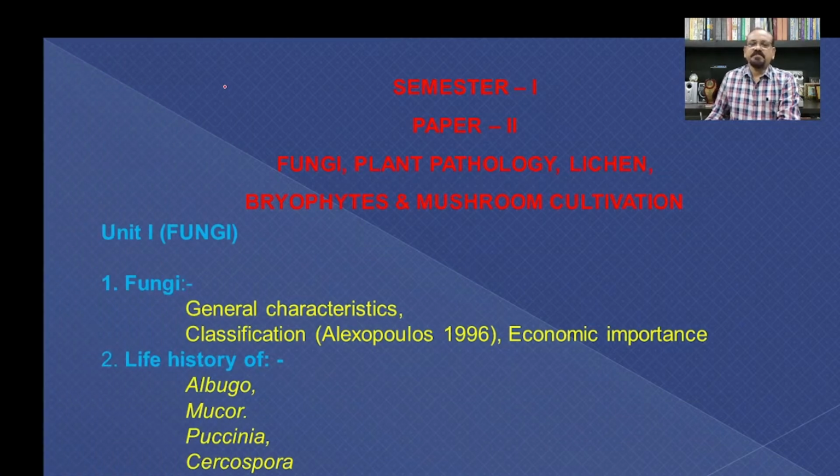First of all, we'll see the syllabus of unit 1, that is based on the fungi. In this unit, there are 2 topics. The first one is the general and the second one is the life history. In general, there are the general characteristics of fungi, then classification proposed by Alexopoulos in 1996 and the economic importance of fungi. The life cycles or life history of 4 different genera are included in this unit: Albugo, Mucor, Puccinia and Cercospora.